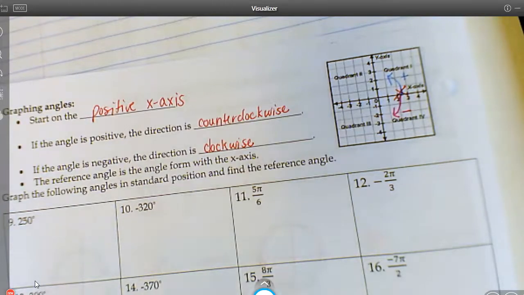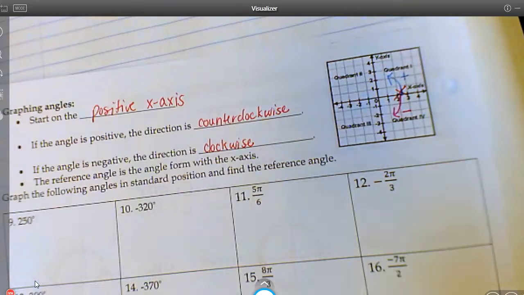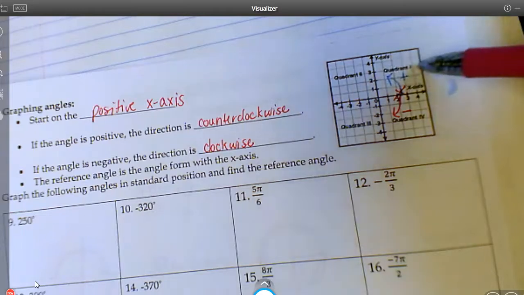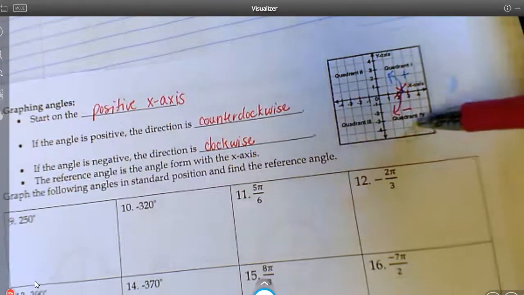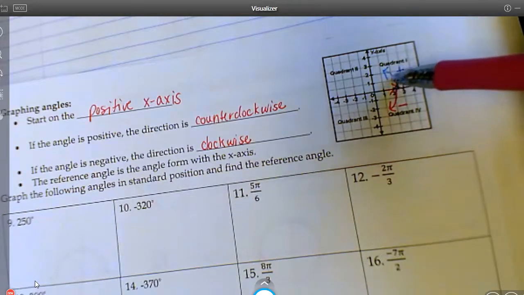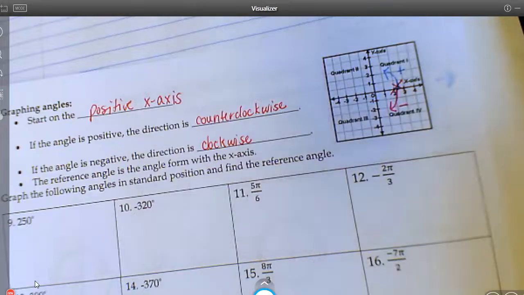I also have this here to tell you where the quadrants are, because sometimes a question might say, find the quadrant that the angle lies in. If it lies in this quadrant, it's quadrant 1. If it lies here, it's quadrant 2, 3, and 4. So the quadrants are based on the fact that if it's positive, it comes around this way, and that's the direction that the quadrants fall in. If you ever hear, where does the terminal angle fall? It means, what quadrant does it fall in when you find it?